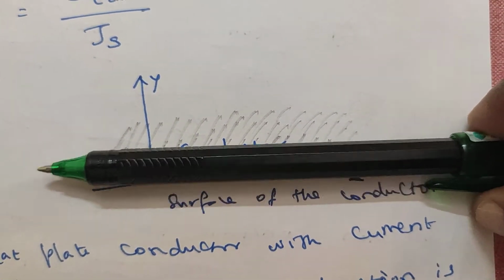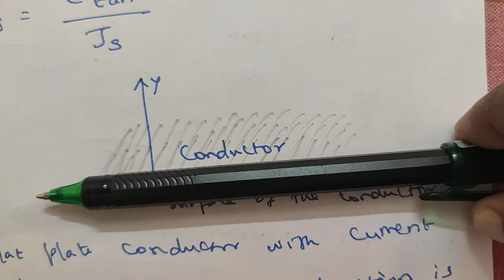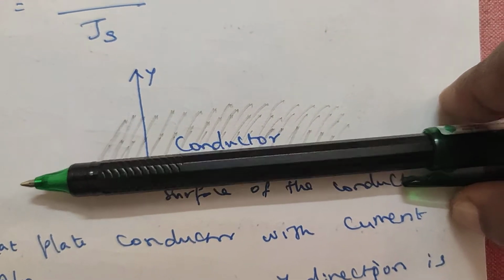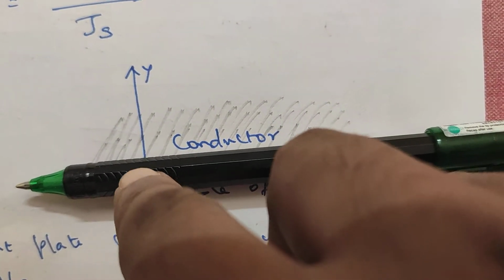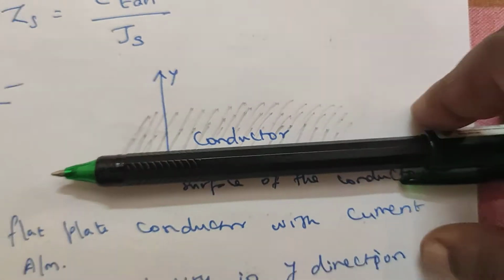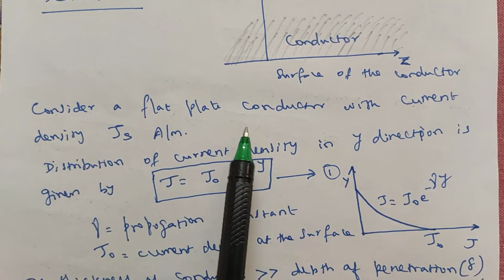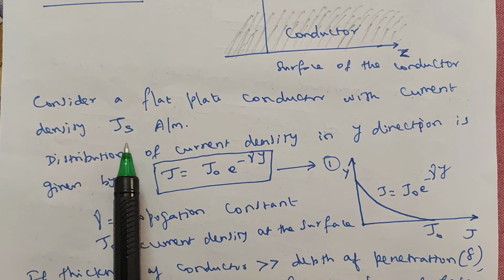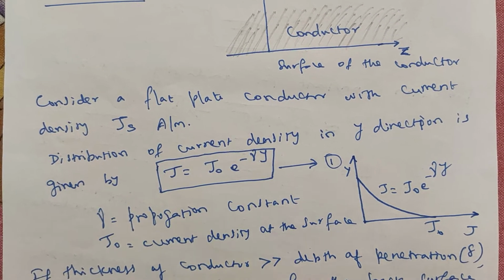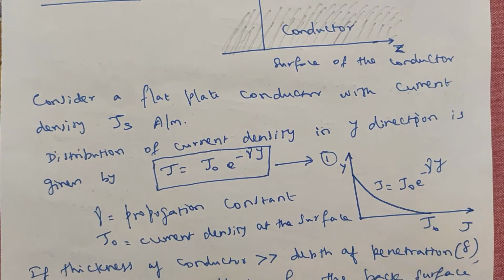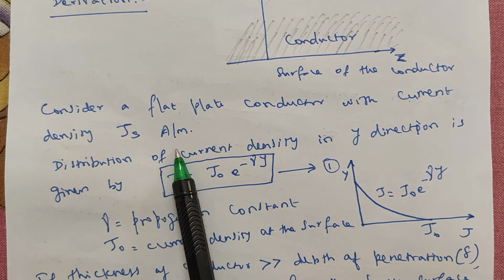So let me repeat it. You consider this as a conductor lying in Z axis. So the current density will be flowing in Y axis. So that is what is given here. That is, consider a flat plate conductor with the current density Js ampere per meter. The current density of this conductor is Js ampere per meter.